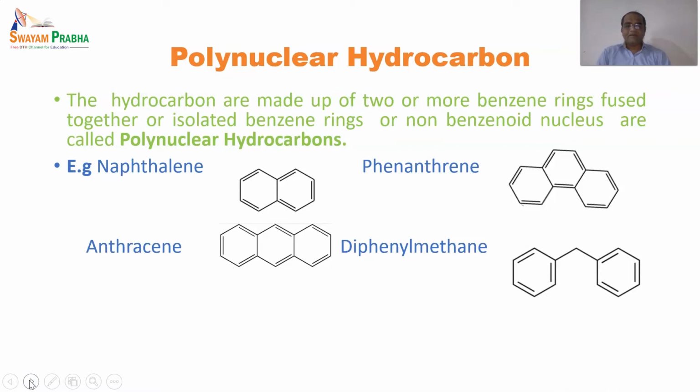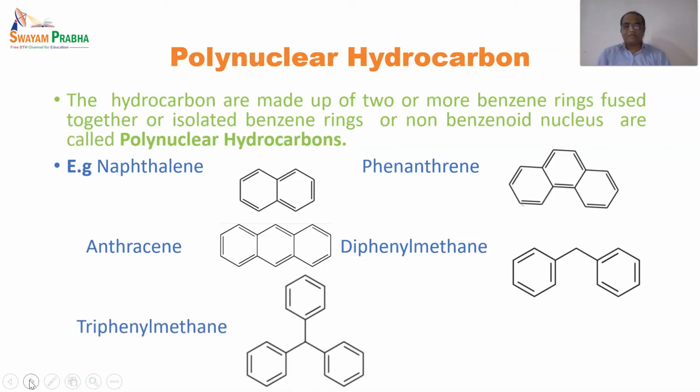After that, diphenylmethane. The name itself indicates two phenyl rings, and methane is the adjoining moiety between the two phenyl rings. After that, triphenylmethane, similarly to diphenylmethane, has 3 phenyl rings with methane in between. This methane is connected with the phenyls, and so it is called triphenylmethane. So these 5 compounds we will be seeing in polynuclear aromatic hydrocarbons as representative examples.